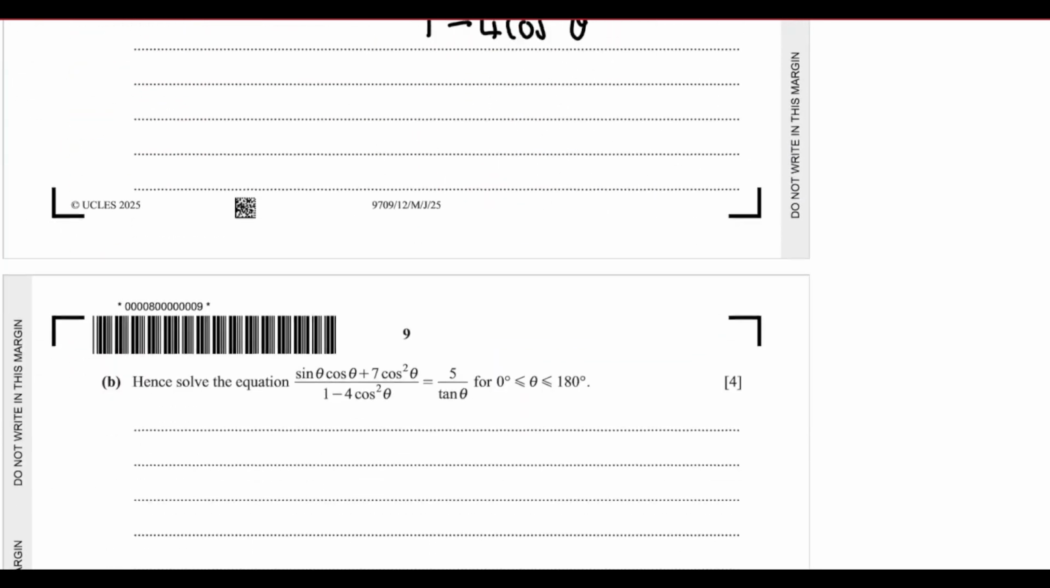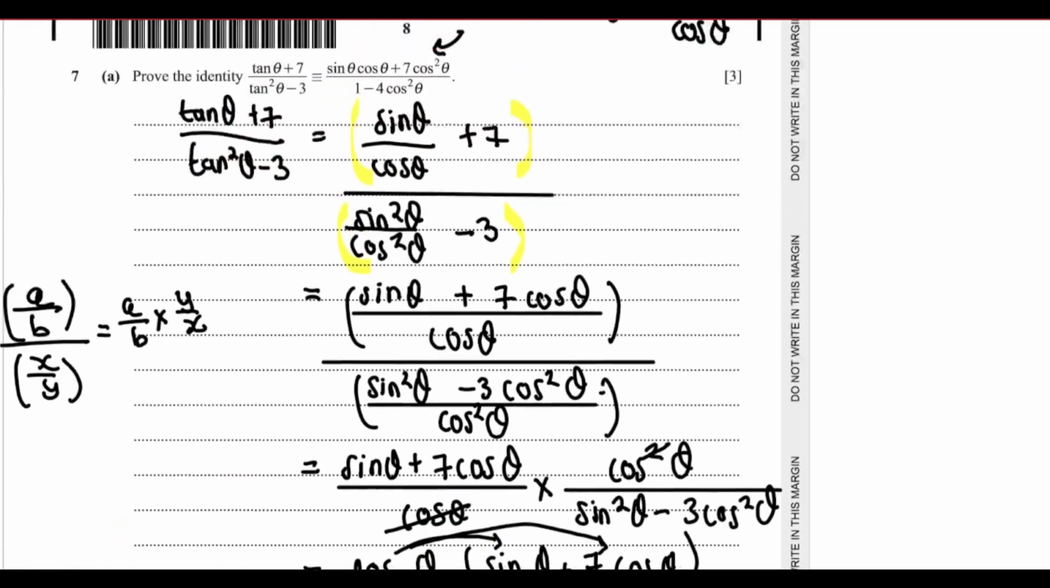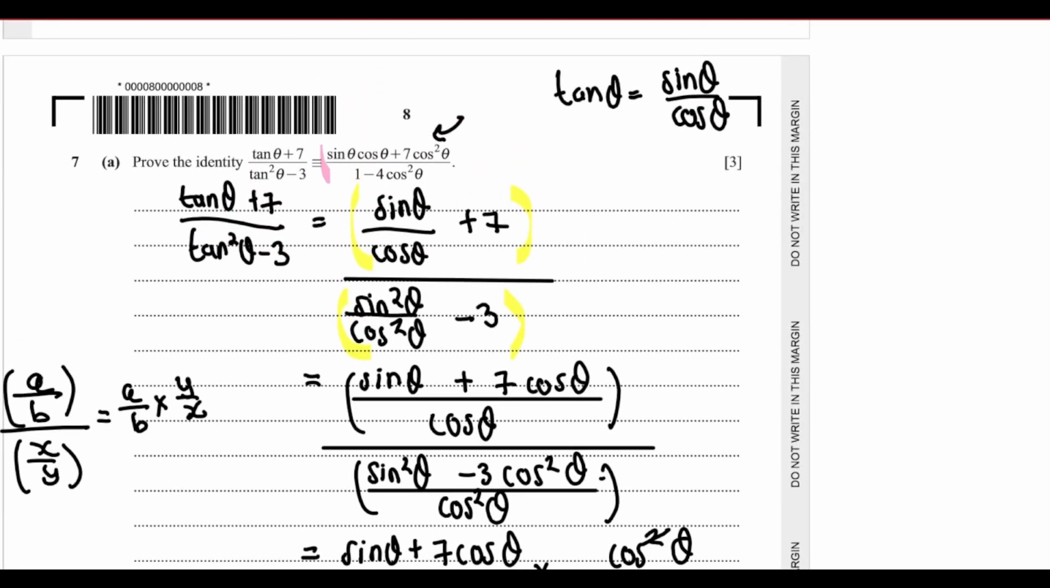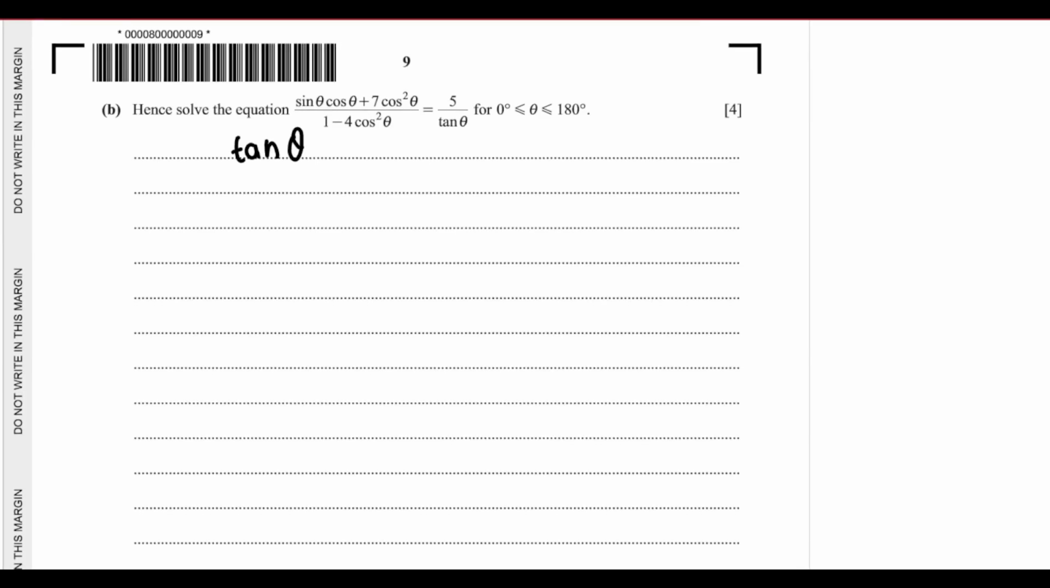Okay, moving on. B, hence solve the equation. That on the left is the exact same expression they had over here on the right, which is equals to that. Let's rather use that more simplified version. So tan theta plus 7, tan squared theta minus 3 is equals to 5 over tan theta.